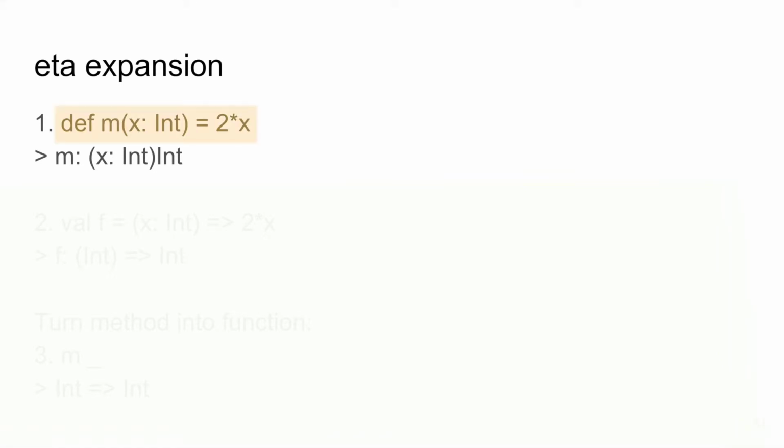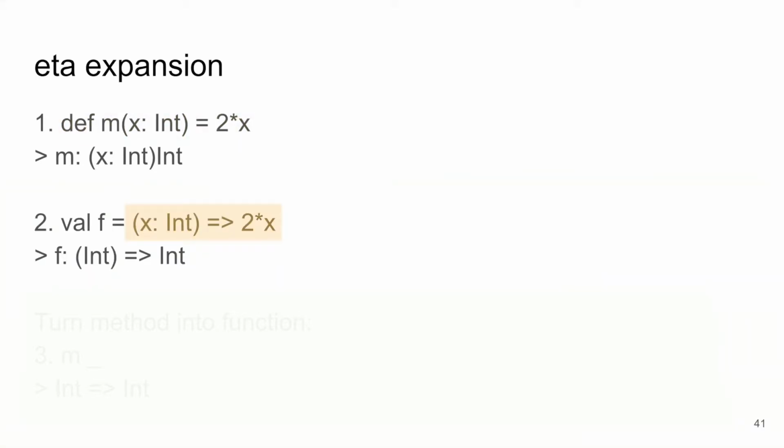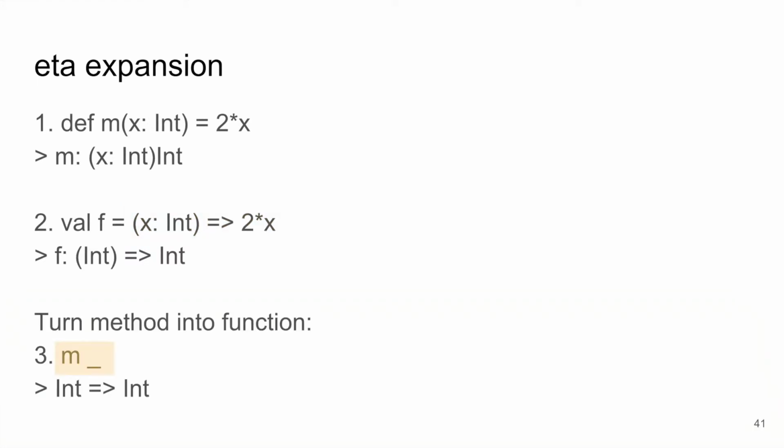On line 1, we define method m. On line 2, an instance of a function assigned to f. And on line 3, we transform method m into a function using underscore. You can see that the result from line 2 is the same as the result from line 3, a function from int to int. This shows you that you can use underscore for Eta Expansion to transform a method into a function.